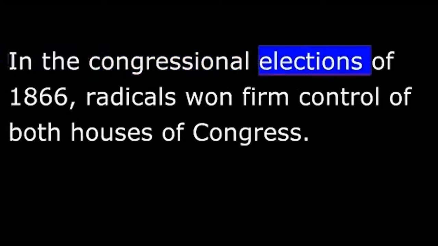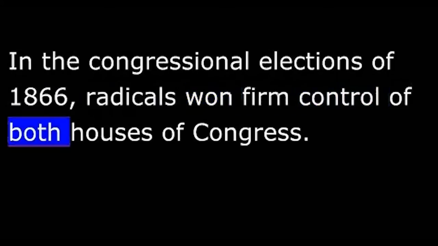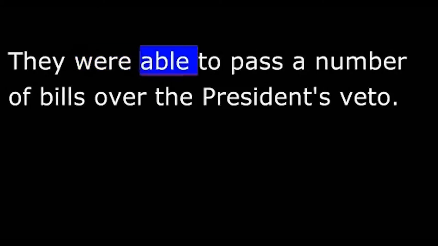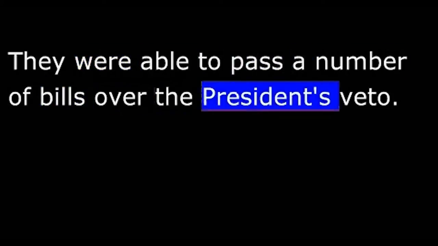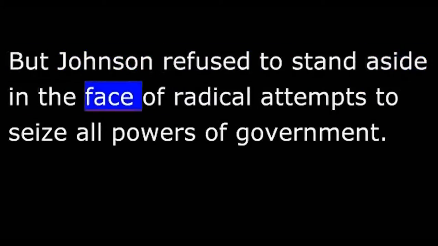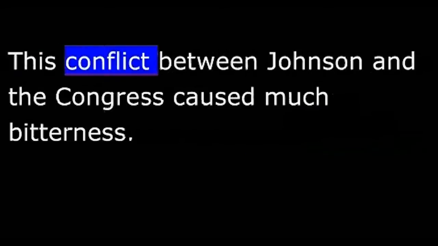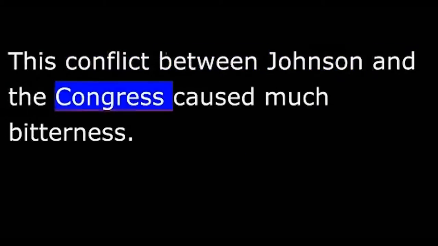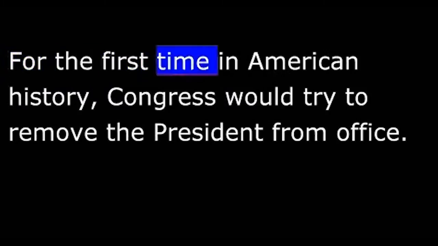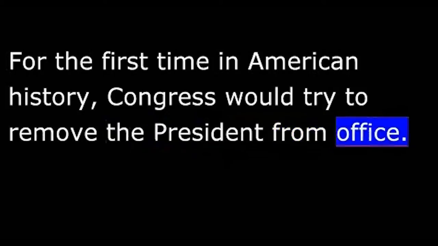In the congressional elections of 1866, radicals won firm control of both houses of Congress. They were able to pass a number of bills over the president's veto. But Johnson refused to stand aside in the face of radical attempts to seize all powers of government. This conflict between Johnson and the Congress caused much bitterness. Finally, the radicals decided to get him out of the way. For the first time in American history, Congress would try to remove the president from office.